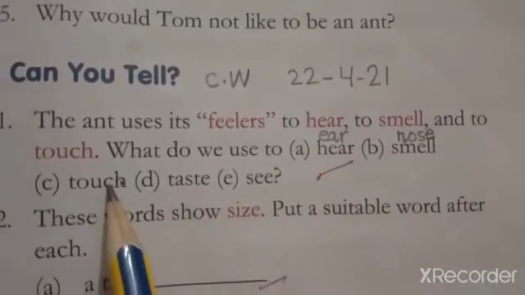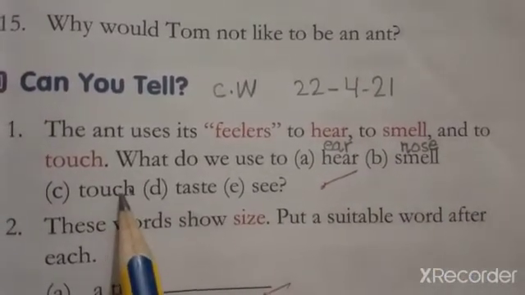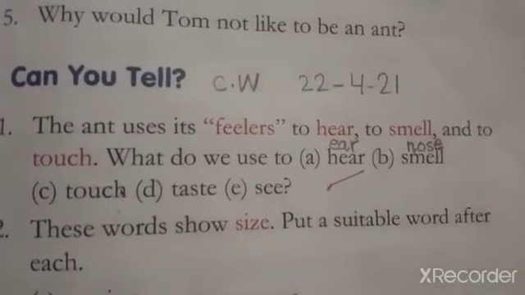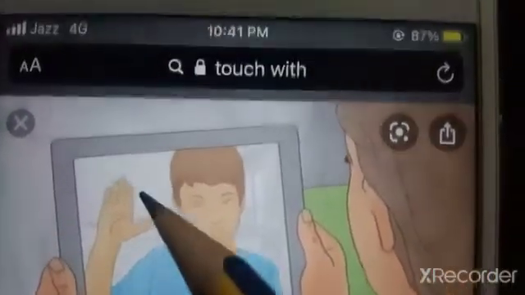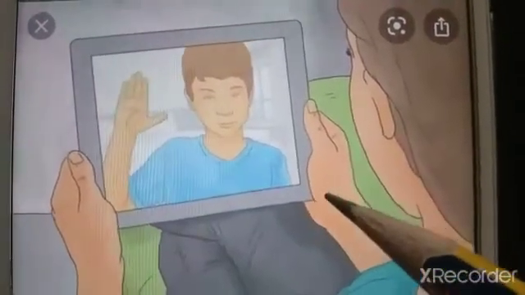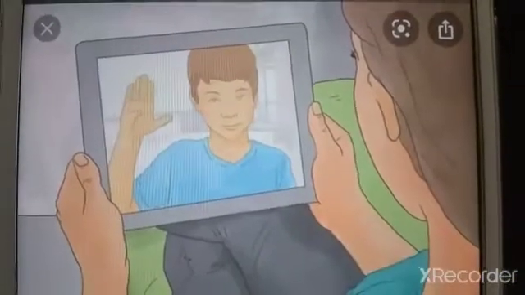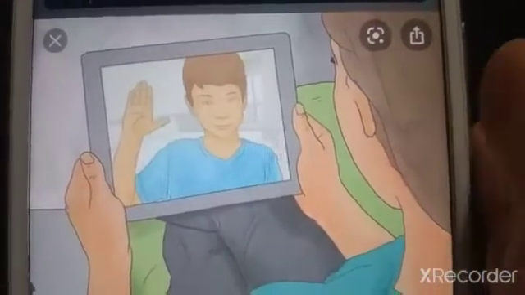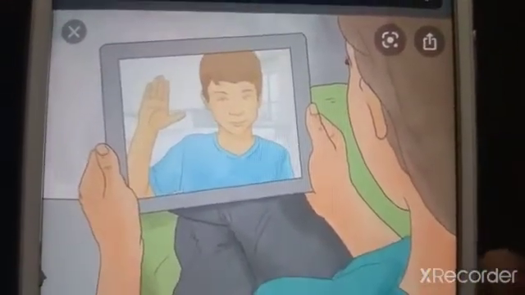Okay. Then C part is touch. We touch with our, yes, hands. Look here in this picture. The man is touching a tablet with his hands. Look here, we touch with our hands. I am touching the phone with my hands. Yes.